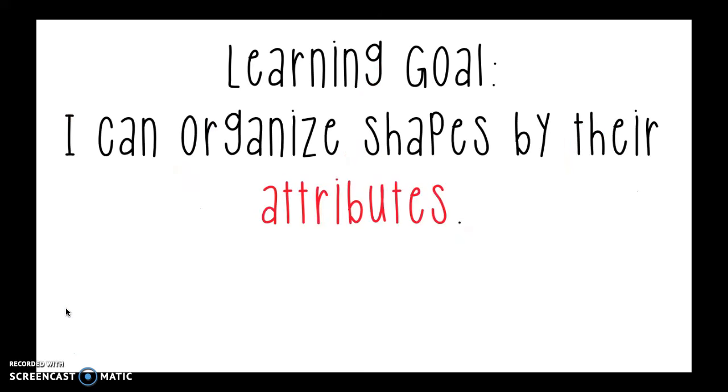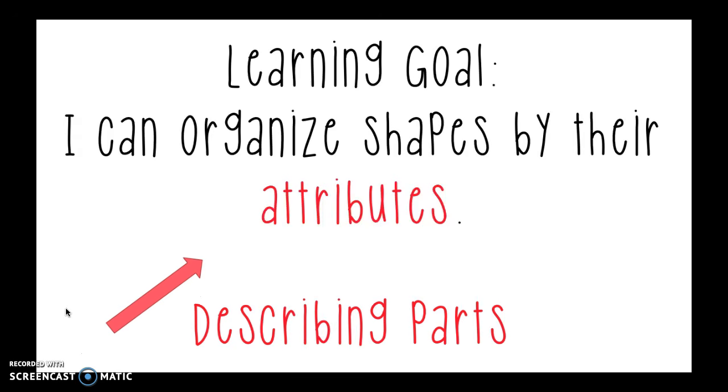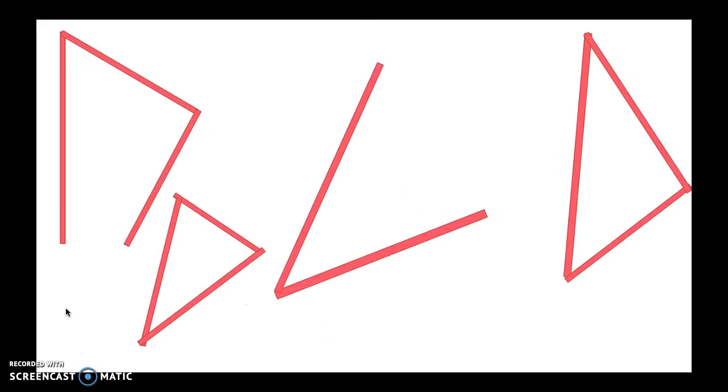Today's learning goal says, I can organize shapes by their attributes. Ooh, that's a new word. Can everyone go ahead and say the word attributes? Good job, friend. All right, what does attributes mean, Miss Arwood? They mean the describing parts, or things that we can describe about them. All right, I'm going to show you what I mean. Attributes. Okay, here are those beautiful shapes.